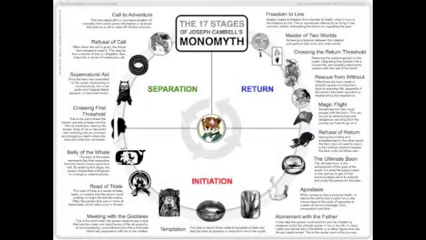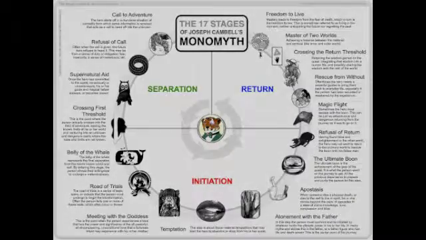Campbell mapped out 17 stages along this journey, although very few myths contain all of these stages, and some myths may deal with the stages in a somewhat different order. These 17 stages can be grouped into 3 sections: departure, sometimes called separation, initiation, and return.